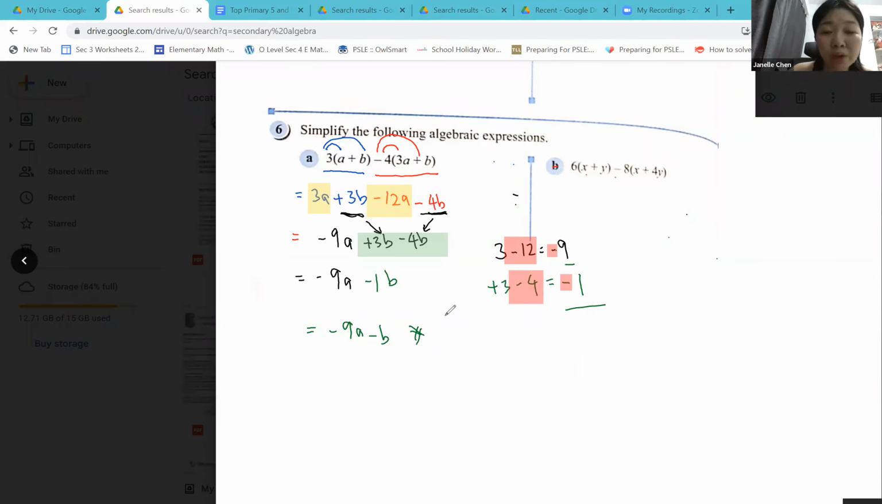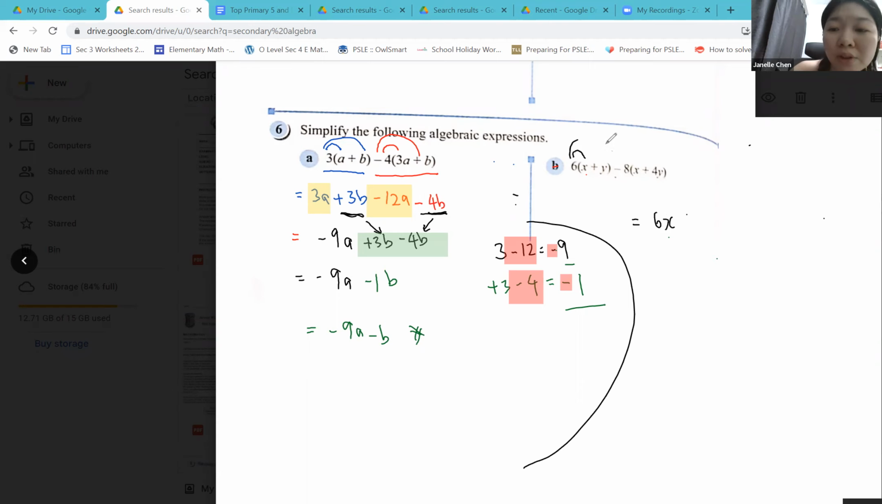I hope you all have been following until here so far. Then going forward, this one here. Similarly, I'm going to take 6 times x, I have 6x, followed by 6 times y, I have 6y. I'm going to speed up a bit. And then for the behind here, negative 8 times x is just negative 8x. Negative 8 times 4y, I get negative 32 because 8 times 4 gives me 32, and because negative times positive gives negative. So negative 32y.